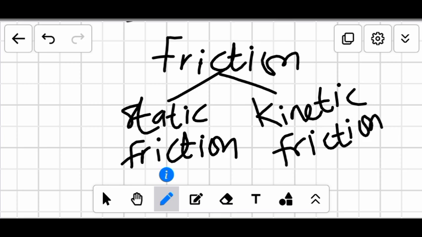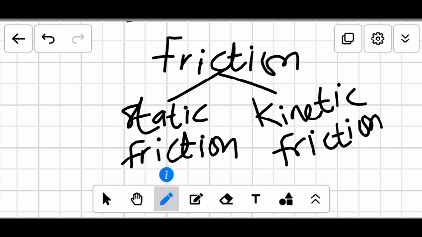So what is static friction? Static friction is the frictional force that must be overcome before a body begins to move. This simply means that static friction is the frictional force that keeps two surfaces in contact and stationary. So it is static friction.